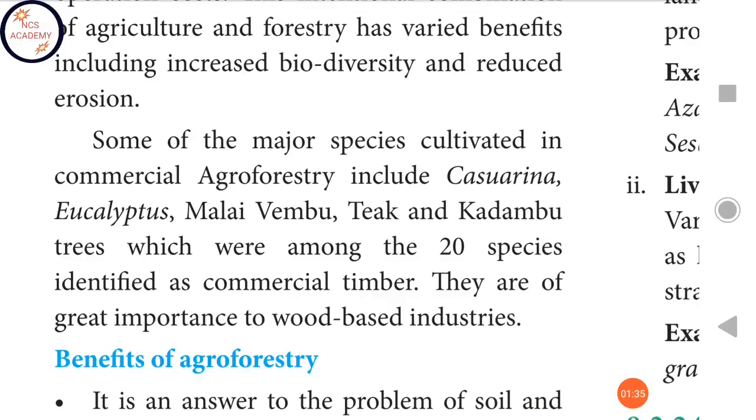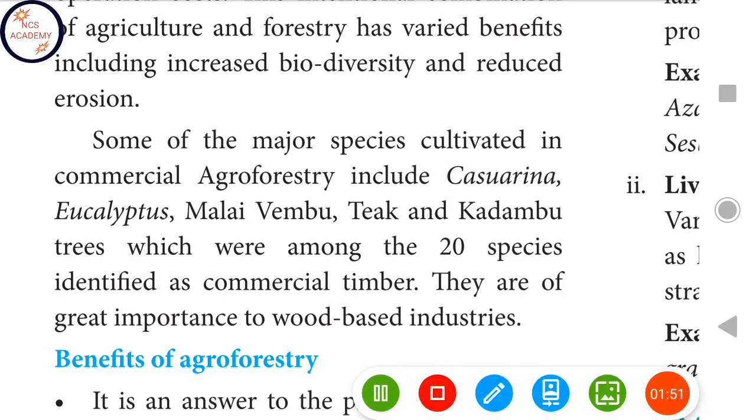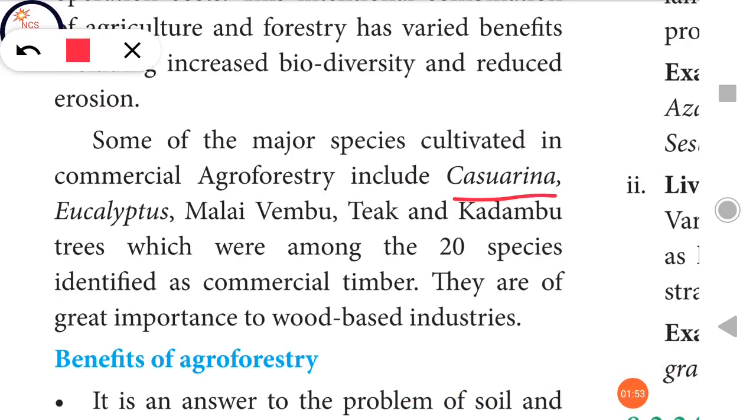Give 4 examples of plants cultivated in commercial agroforestry. Some of the major species cultivated in commercial agroforestry include casuarina and eucalyptus. This is casuarina, eucalyptus, malayvembu, teak and kadambu. These are some of the major species cultivated in commercial agroforestry.